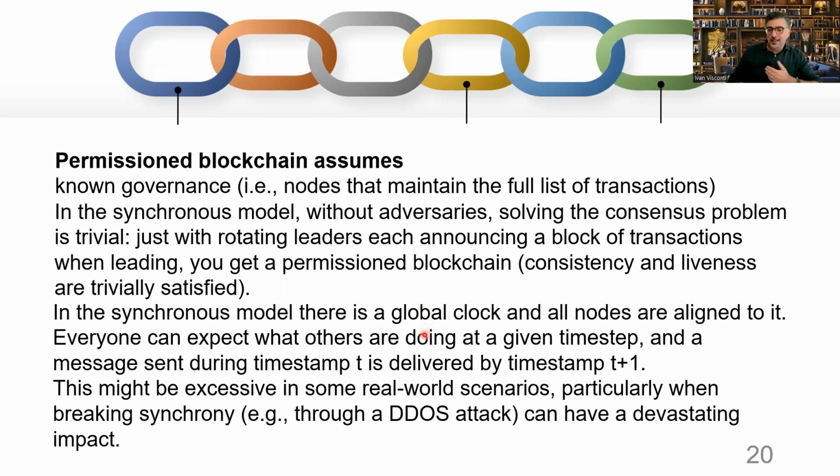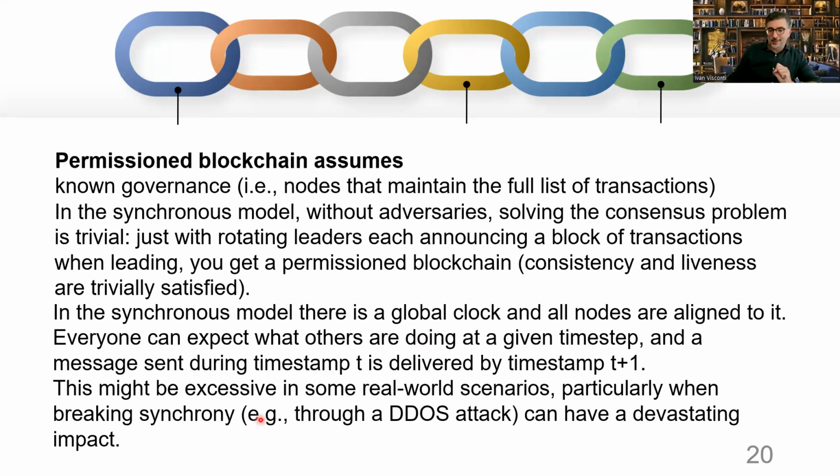Of course, in this setting, things become easy to do because you can know at any time what another node is expected to do because it's time 3 plus 7. You know already which node should do something because it's written in the protocol. And the assumption is that a message that is sent during time t is delivered by timestamp t+1. Okay, that's why it's a synchronous model. Things proceed according to some specific bounds.